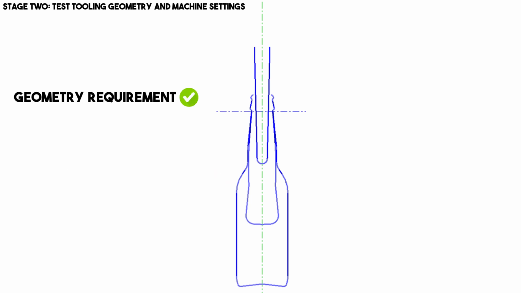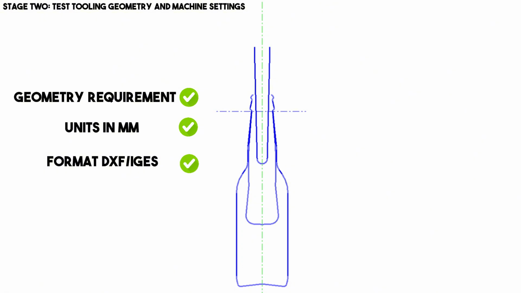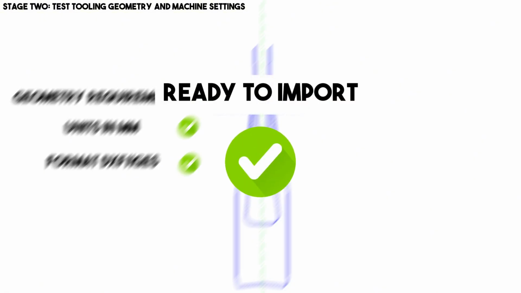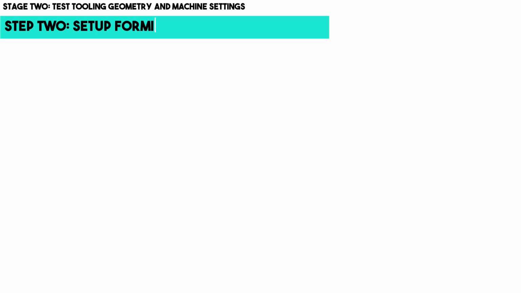Follow the geometry requirements outlined just now and make sure the units are in millimeters. Now export them into IGS or DXF format. They are now ready to be imported into Elfen gd3D. Step 2. Set up forming project in Elfen gd3D.